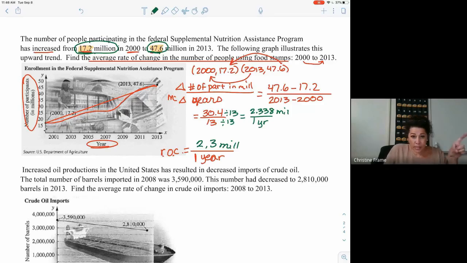And that's positive, right? That's a positive change. So it was approximately going up 2.3 million per year over that 13-year span. And so we could say 2.3 million per year if we wanted to write it out as just an answer to the question, or you could leave it as a fraction, 2.3 million per year.